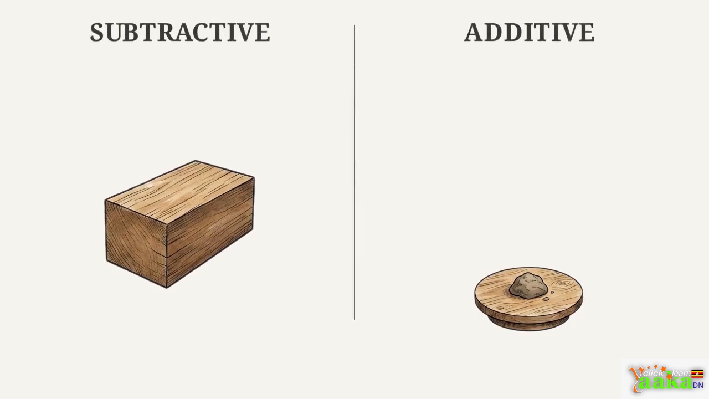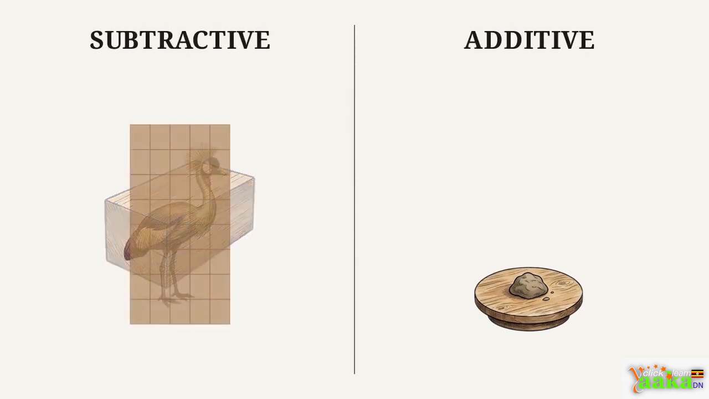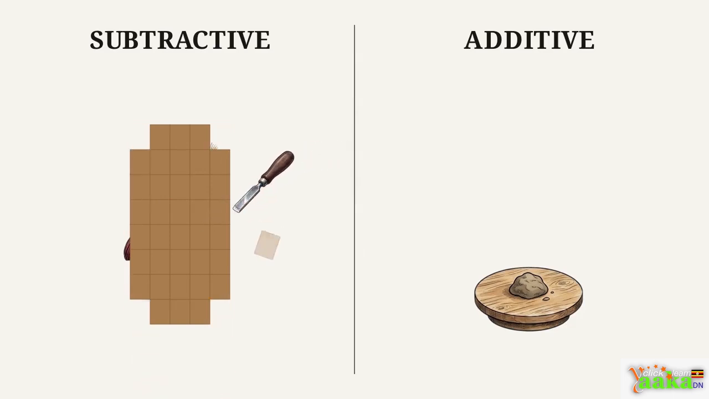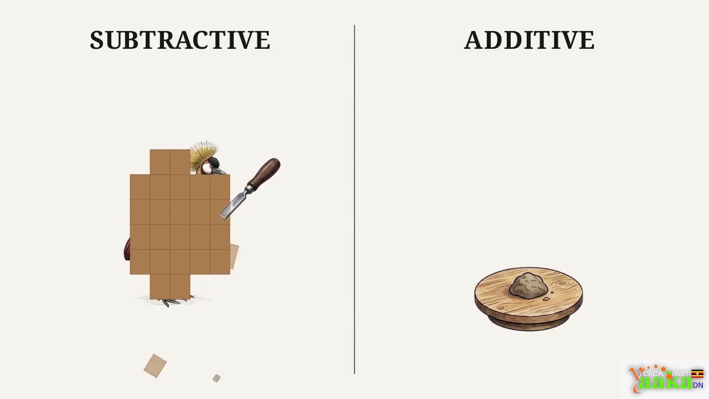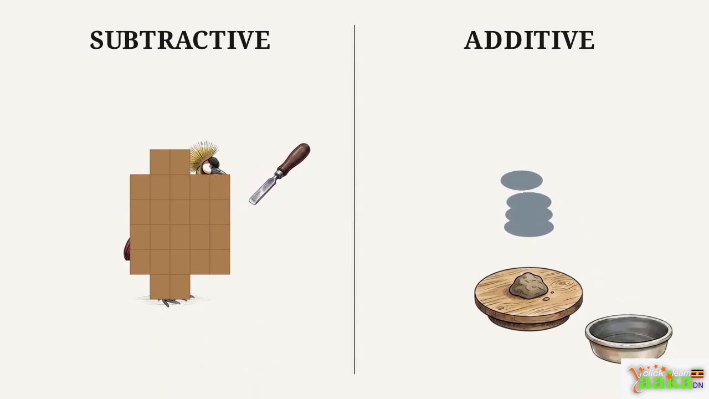This diagram illustrates the two main paths. On the left is the subtractive technique. This requires a sculptor to take a rigid block of material, like wood, and carefully chip away what they don't need. On the right is the additive technique. Here, the artist builds the form up by sticking pieces of soft clay together.